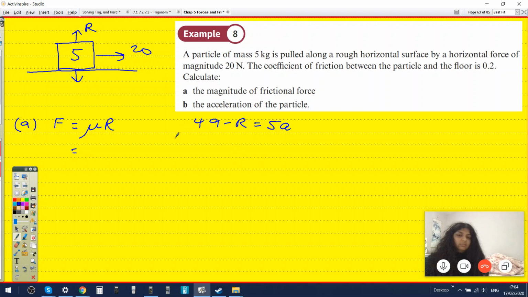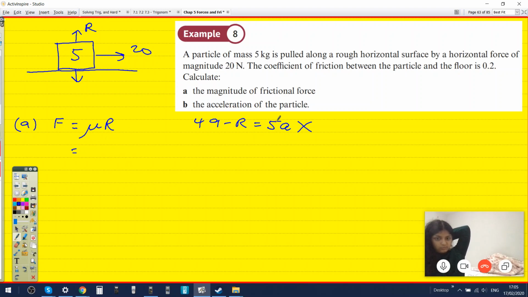Very wrong. Oh, so this is one direction and this is a different direction. Yeah, I only did the vertical direction. A particle of mass 5 is being pulled along a rough horizontal surface, so this is 90 degrees to it. They're different directions. I didn't do the horizontal direction, I only did the vertical one.